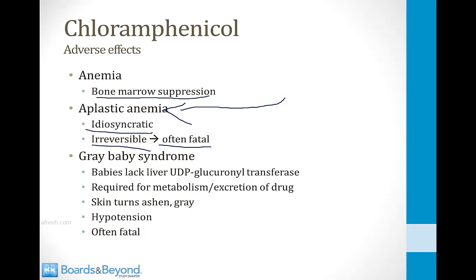Another side effect of chloramphenicol happens when you give it to babies. Recall that babies lack the liver enzyme UDP glucuronyl transferase. This is one of the reasons many babies are a little bit jaundiced at birth. Well, it turns out this enzyme is required for the metabolism and excretion of this antibiotic. So if you administer this antibiotic to a baby, their skin will turn ashen and gray, they will get hypotensive, and it's often fatal. So you can't give chloramphenicol to babies.